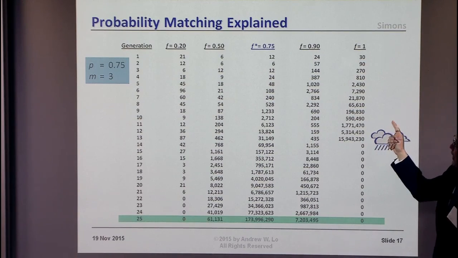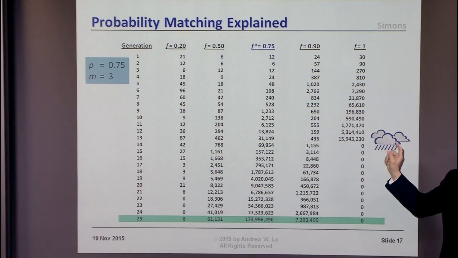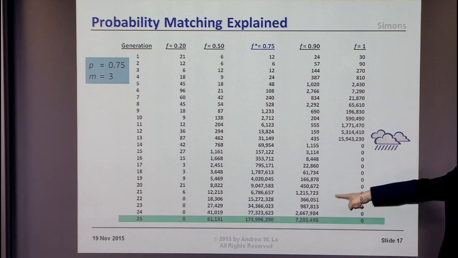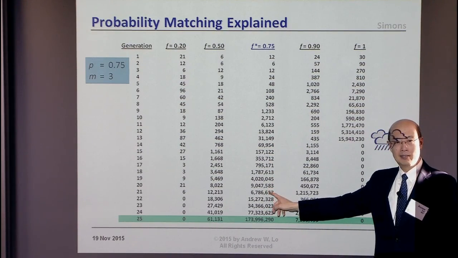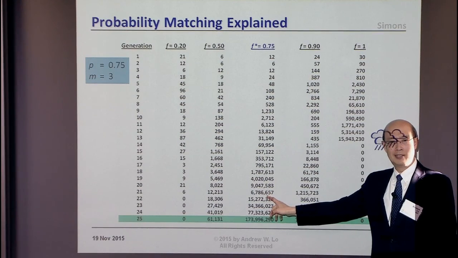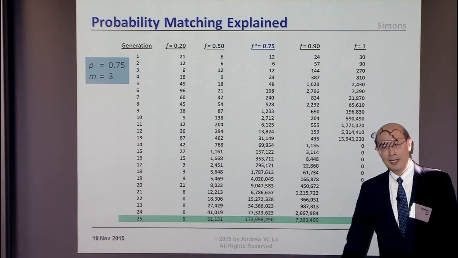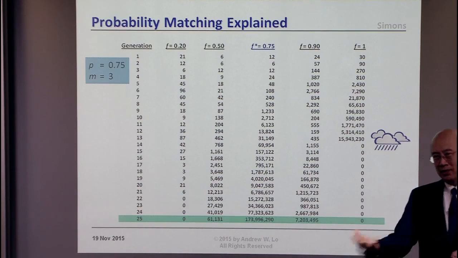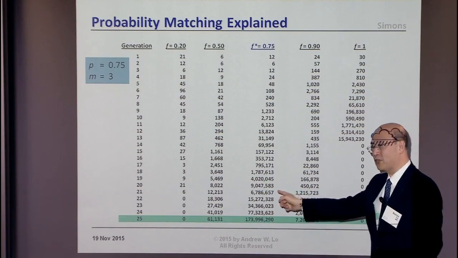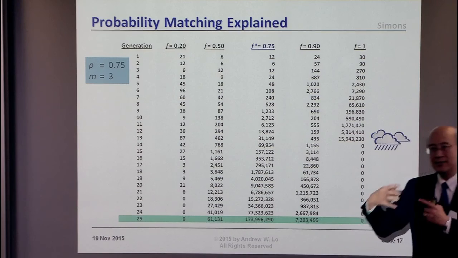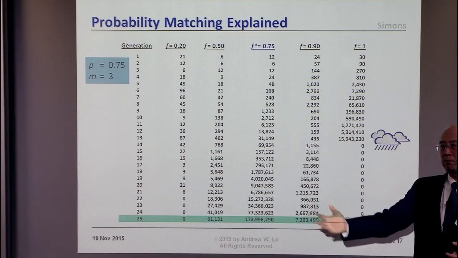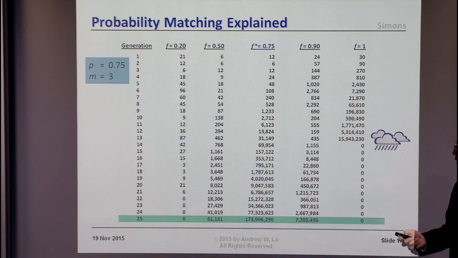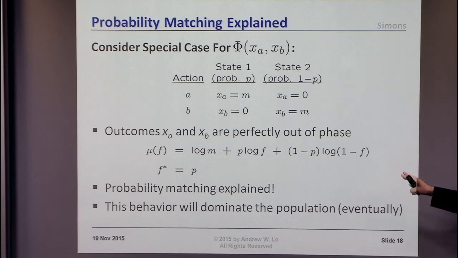It turns out that the behavior that grows the fastest is the one where you match the probability of sunshine, f equal to 0.75. And again, the reason that works is because in this case, you're actually equalizing the expected number of offspring per population in both potential states of the world. The mathematical framework is very simple.